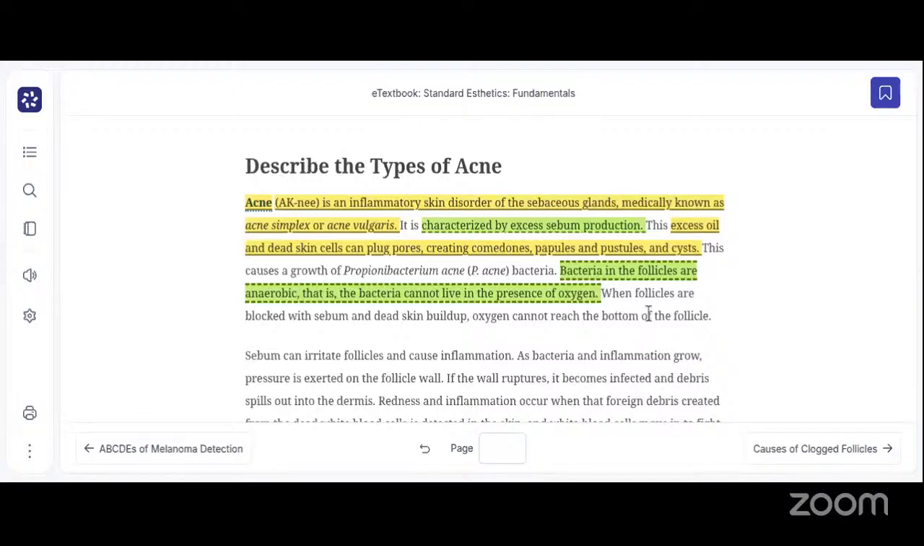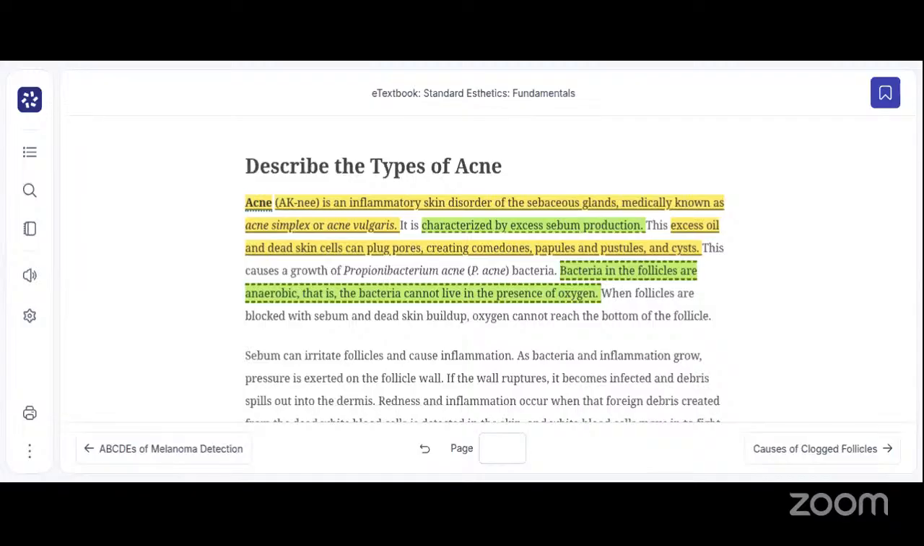And it says when follicles are blocked with sebum. What's another word for sebum? Oil and dead skin buildup. Okay, that's your daily stuff when you wash your face. Okay, dead skin buildup, daily stuff when you take a bath. That's the ring around the tub. So that's dead skin buildup. So it says follicles are blocked with oil and dead skin buildup. Oxygen cannot reach the bottom of the follicle.